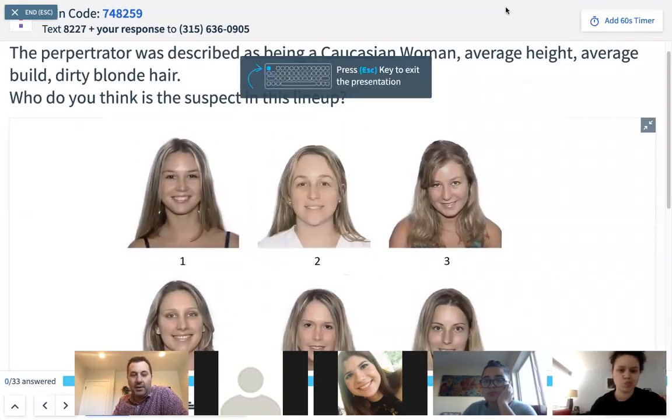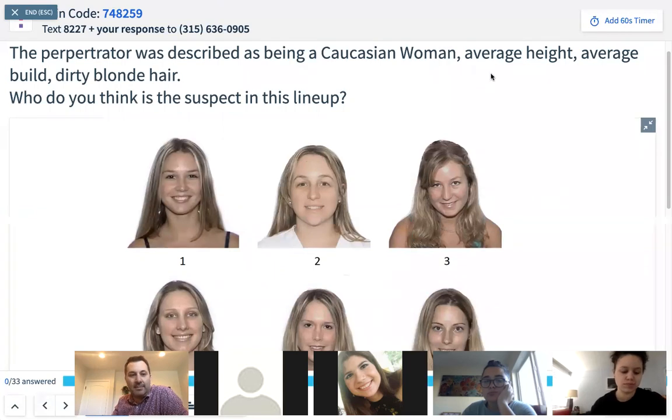They described the perpetrator as being a Caucasian woman, average height, average build, dirty blonde hair, and about college age. And I want you to imagine that the police have a suspect and they've placed that suspect in a lineup with 5 people who they know to be innocent. And this is the lineup that they've created. And what I want you to do is to tell me who you think the suspect is in this lineup.